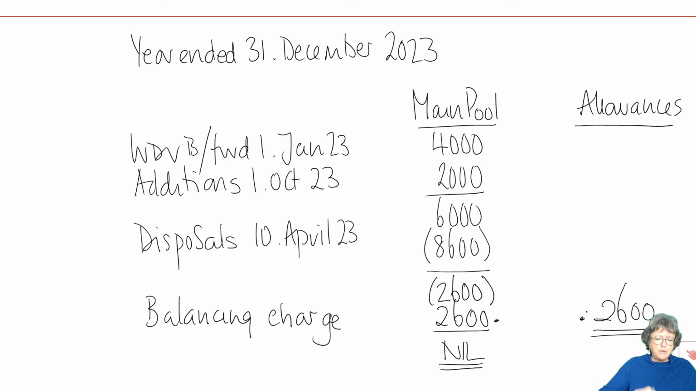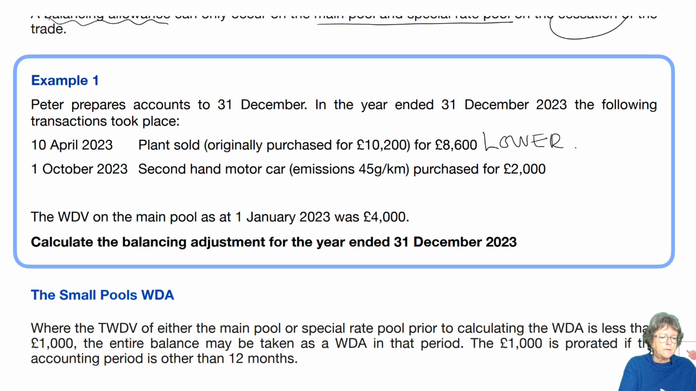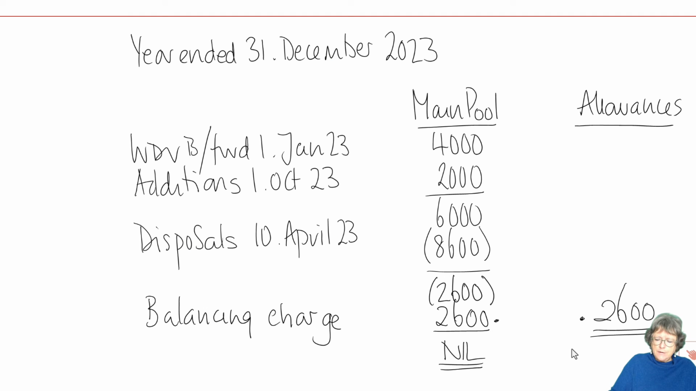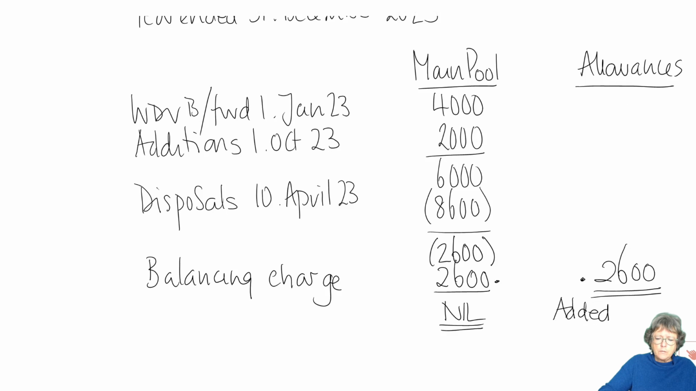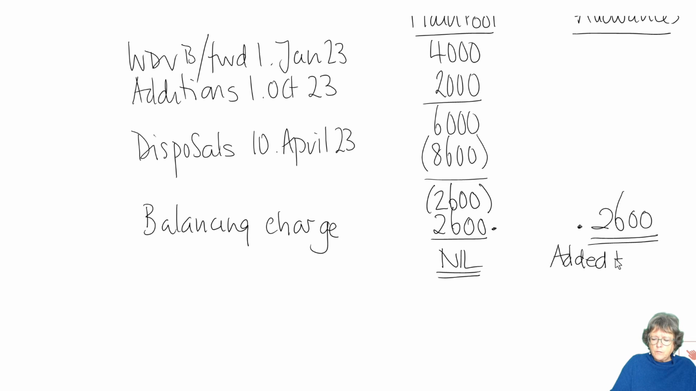But that balancing charge is now added. We'll go back to it. That's now added to my tax adjusted profits. And because it's not got brackets around it, that's what you would probably do.